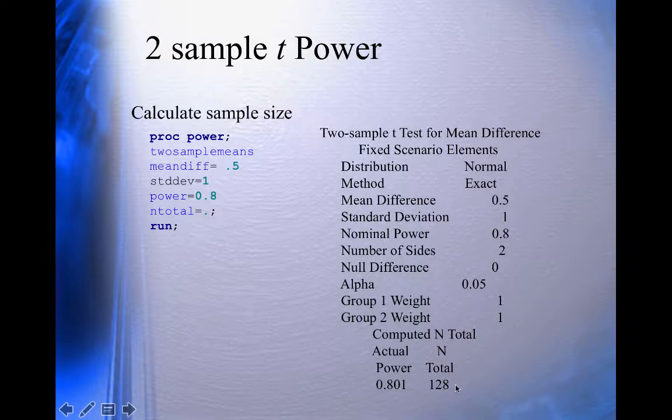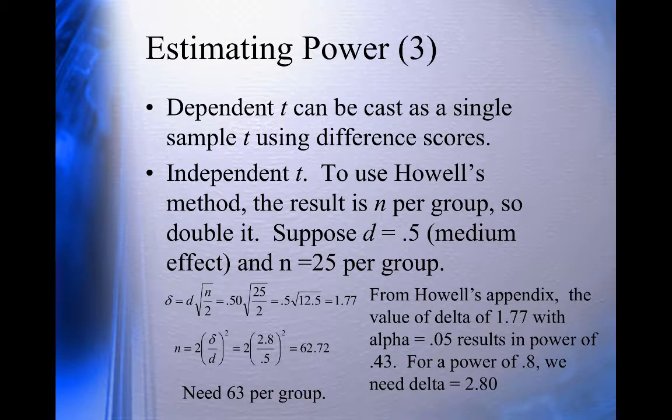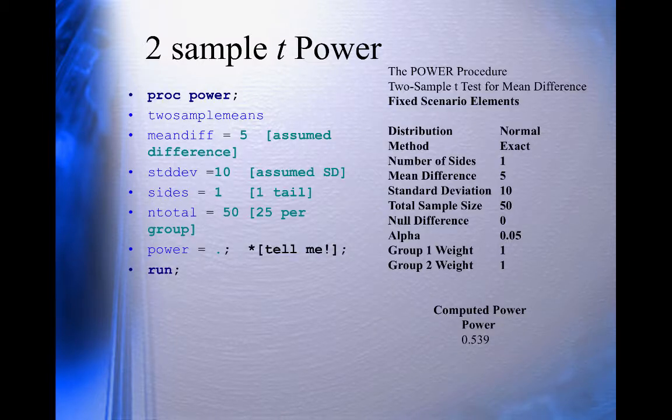So what's that, 64 per group. All right, and here it says 63. So here's our d of 0.5. All right, so 64, I would say, is about right. 63 is within shouting distance. Okay, so that's how you use SAS to get those power computations.